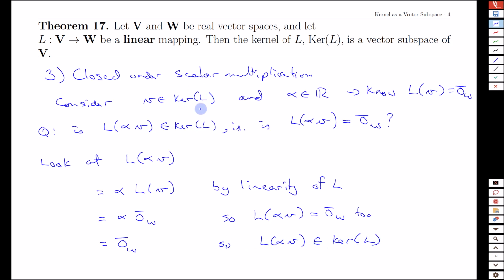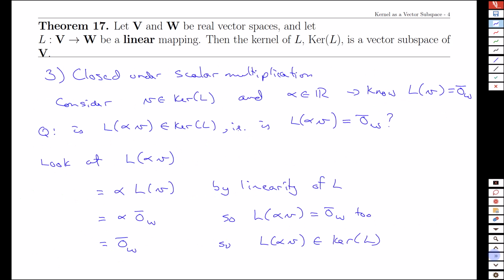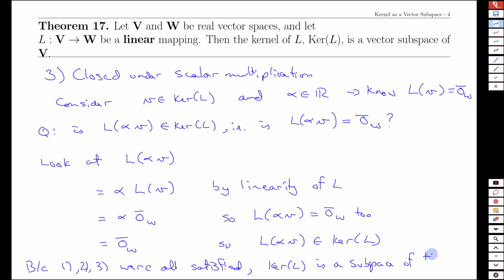And so we've shown that the kernel of L, that set of input values that map to the 0 vector, stays the same if we scalar multiply. Any element in here, if we scalar multiply, it also still maps to the 0 vector. And so finally, because 1, 2, and 3 as our criteria are all satisfied, the kernel of L is a vector subspace, or just a subspace, of the input set, or the input space V.